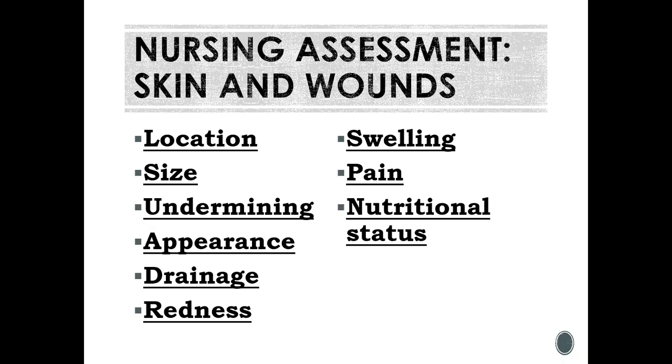Peri-wound. Examine the skin surrounding the wound. Skin discoloration may indicate a hematoma or additional injury to the surrounding tissue. Look for maceration, undermining, crepitus, blisters, erythema, sloughs, or eschar. Drainage. We need to assess for the amount, the color, the presence of drains and odors, and we'll talk more about drainage on the next slide.